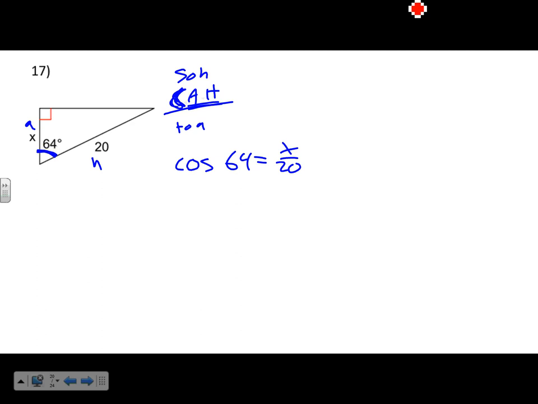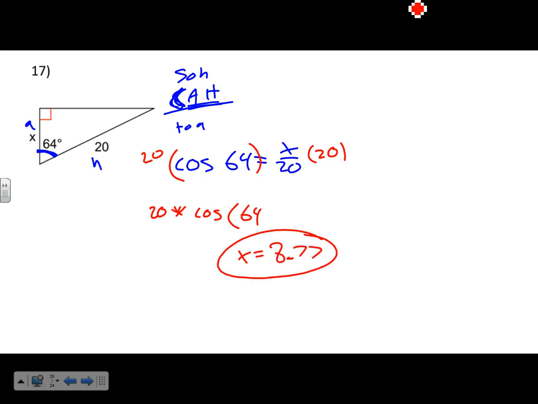To solve for your x, you just multiply both sides by 20. And then, again, just type that out. 20 times the cosine of 64. Again, when it types in your calculator, it's going to put a parenthesis there. You don't have to put another one, but you can. But that one, x is equal to 8.77. Again, I'm going to go to 2 decimal places because it doesn't say so. It might say something on your notes. I'm not sure.